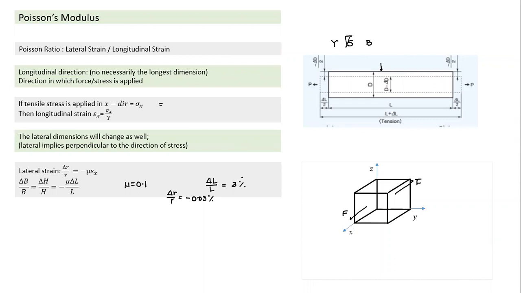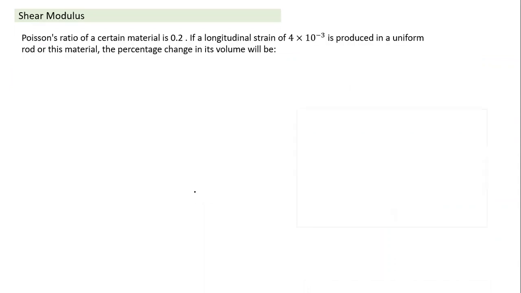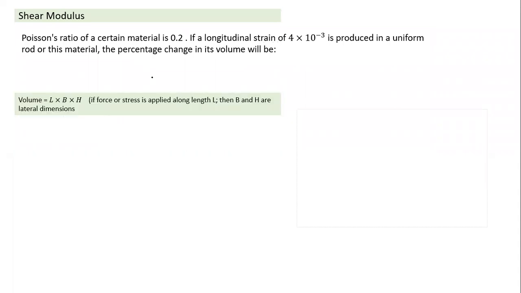It's very simple. And let's look at a very simple application also. So Poisson ratio of certain material is 0.3. Longitudinal stress so much is produced in a uniform rod of the material. What is the percentage change in volume? How do you calculate percentage change in volume if longitudinal strain is given here? So what does the volume imply here? Percentage change in volume. The volume is length dimension and two lateral dimensions.